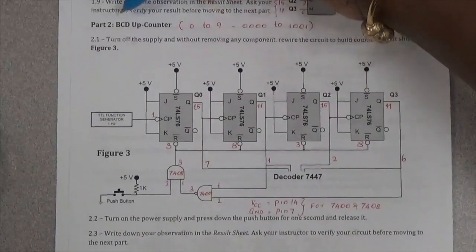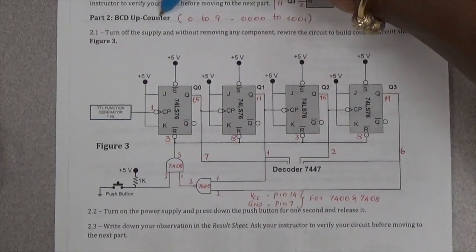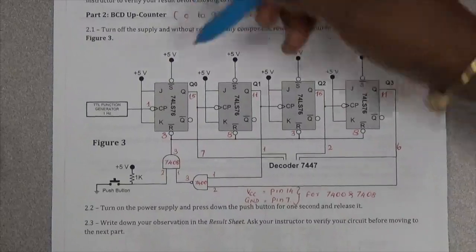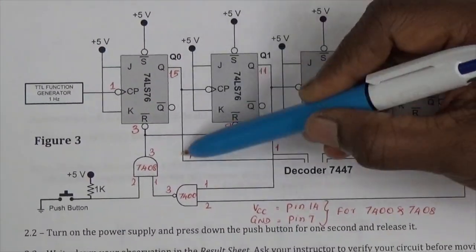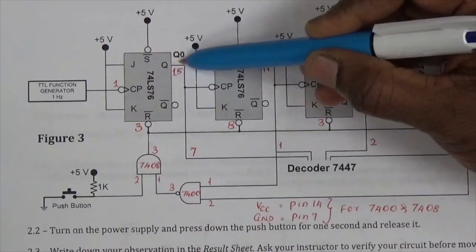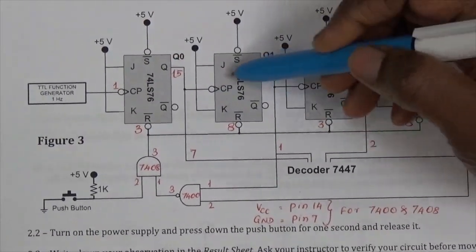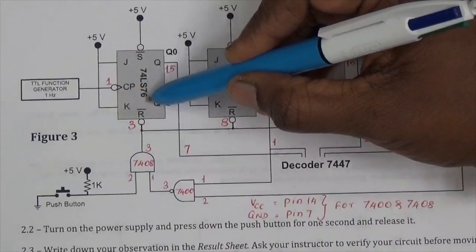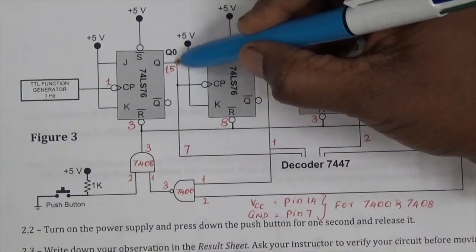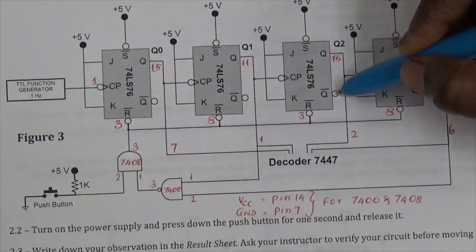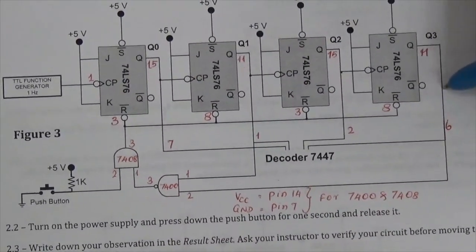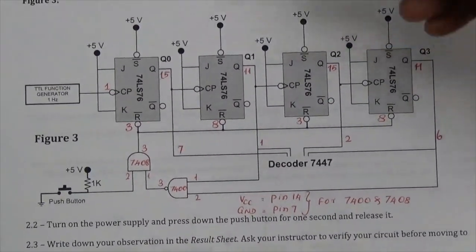If you wish to make a BCD down counter that could count from 9 to 0, what you need to do is these outputs are coming from Q0, that is Q outputs of the IC of 7476. If you just change it from here to here, the Q bar outputs, then you're going to get a down counter that counts from 9 to 0.